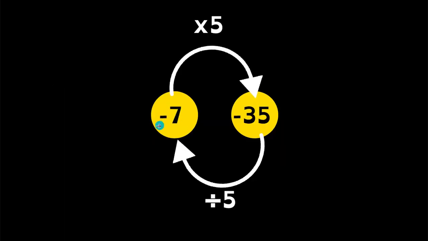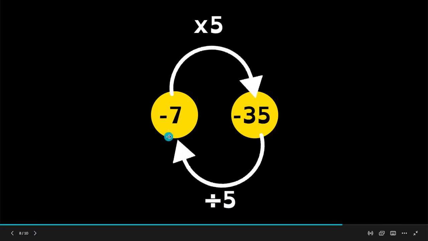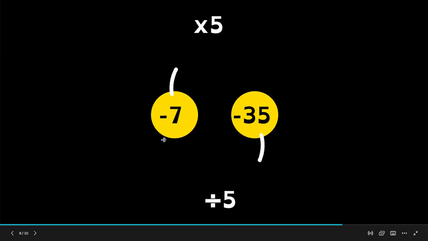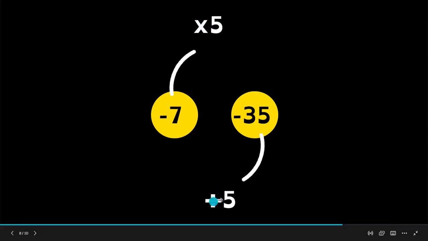Negative 7 being multiplied by 5, that is negative 35. Negative 35 divided by 5 is negative 7. So, anong ibig sabihin ng process na to? Ano ang na-observe ninyo sa mga numbers na nandito? Based on our observation, the multiplication here and the division here, parehas na naman ang number, no?